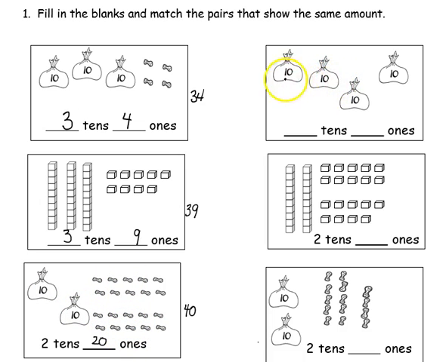If I go up to the next column, I see here that I have 4 groups of 10. So I have 4 bags of 10, but I don't have any individual ones, so we'll say 0 ones. So there's another way that we can represent 40 as 4 groups of 10.